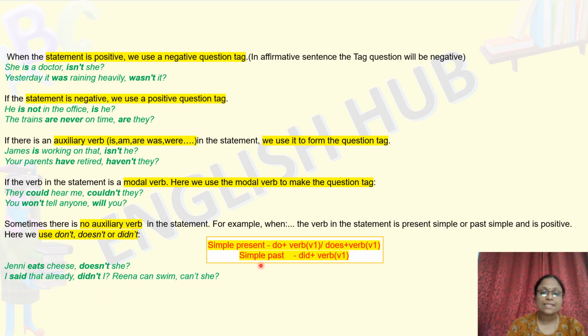So whether the sentence is in present or past, the formula is to be learned. For simple present, it is do or does plus the first form of the verb. For simple past, it is did plus the verb. Especially high school students, 10th graders, you get questions from this part, not with the auxiliary. The auxiliary is for the middle school students, and for you, a sentence with a main verb will be asked in your examination.